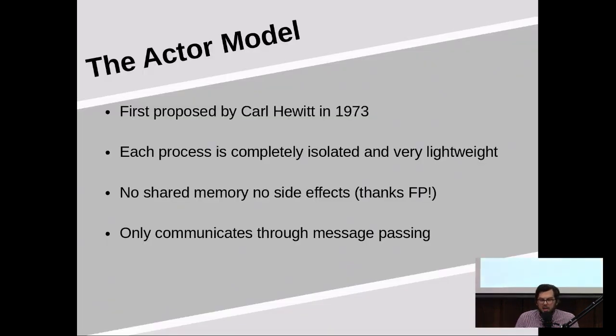So let's talk about the actor model. It was proposed by Carl Hewitt in 1973, and the basic idea of the actor model is that every process is completely isolated, that it's really easy to make a process, they're super fast to spin up, they're lightweight, usually in kilobytes or less, and they're super easy to destroy. So they have no shared memory at all like threads, and they only can communicate through message passing. So the only way you can get actors to talk to each other is through a direct message from actor to actor. And because they have no side effects, they work fantastic with functional languages like Erlang.